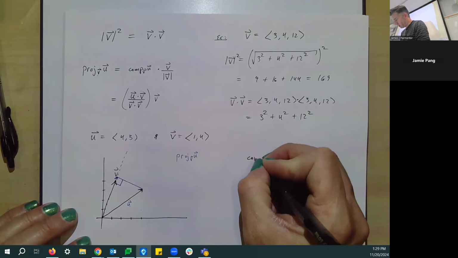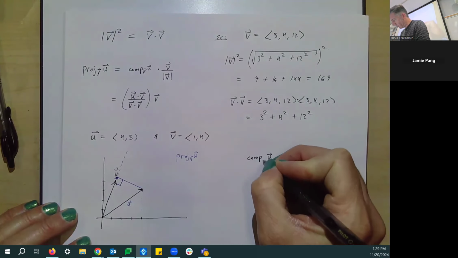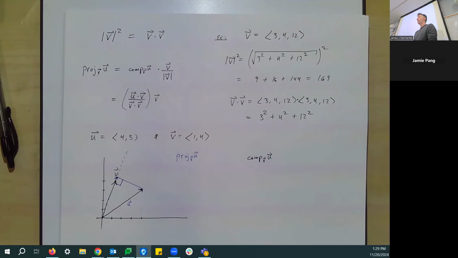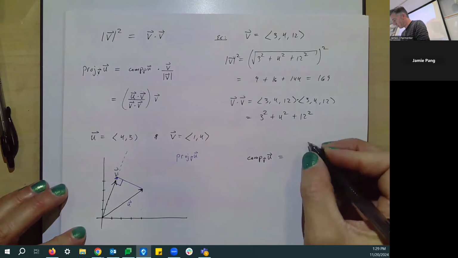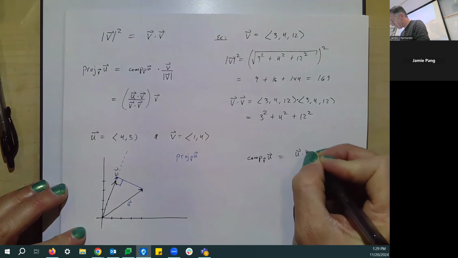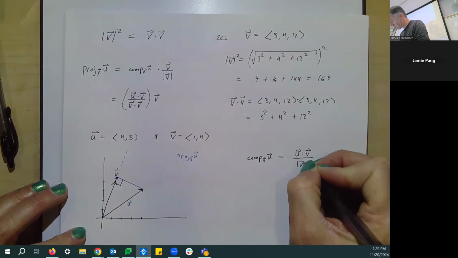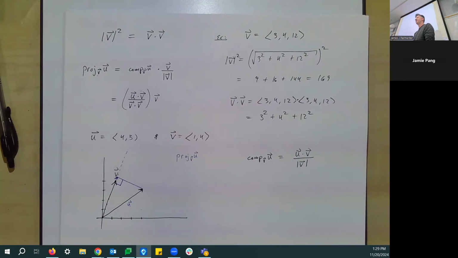Let's find the component first, though, just the length. So the component of U onto V, okay, what should I have more of? U's or V's? More V's, right? Whatever you're projecting onto, you get more of. The component part is just the dot product divided by the magnitude of the one you should have more of. I think that's the best way to remember it. The one you should have more of is the one that you're projecting onto. Always more of that one.